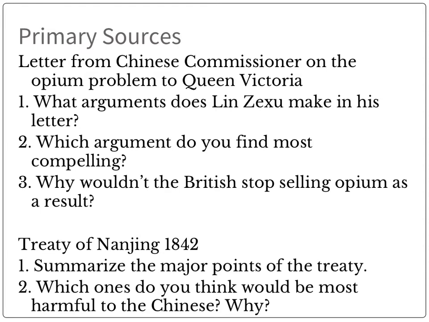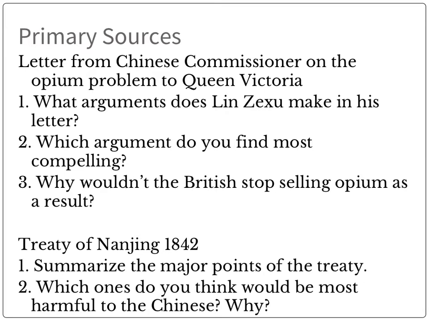So hopefully you listed some arguments that the Chinese official made in his letter. One that I find compelling is the fact that he says that opium is illegal in Britain. So if they know it's bad for people and it's not allowed in their country, why are they selling it and ruining someone else's country? And the British don't want to stop selling it, though, because they're making a lot of money. And then the Treaty of Nanjing, hopefully you see that it's very unfavorable to the Chinese. Like almost all the parts of the treaty benefit the British.